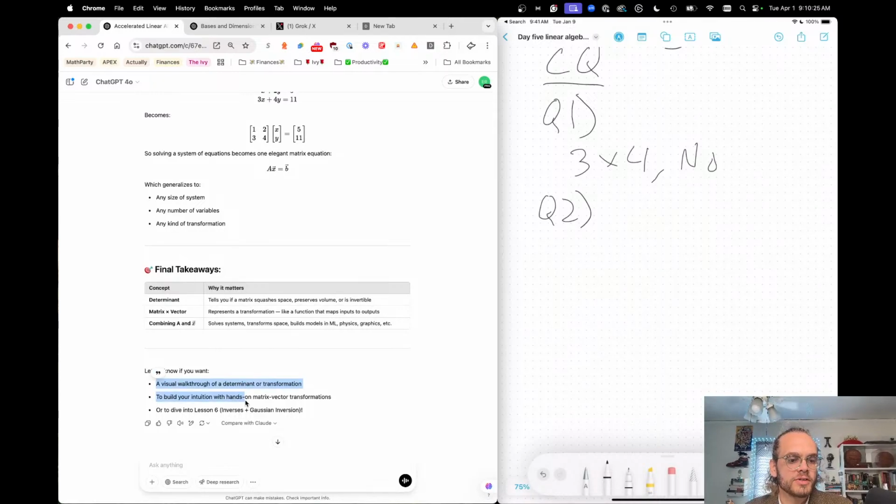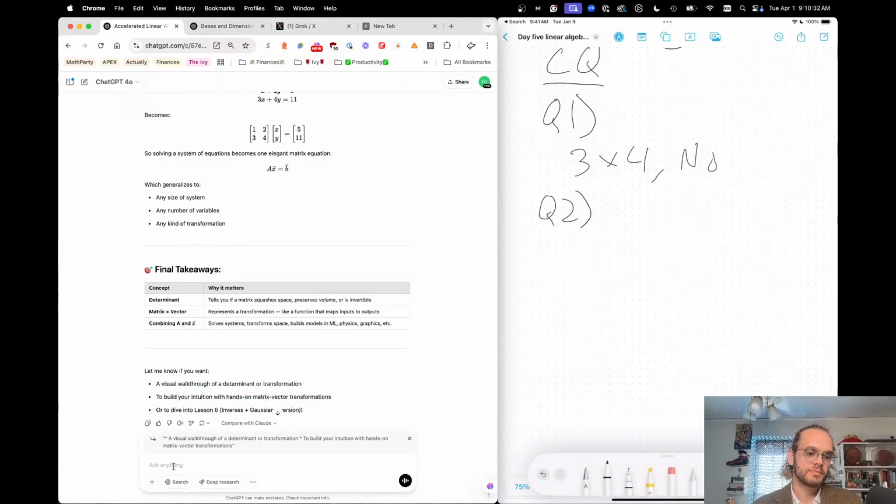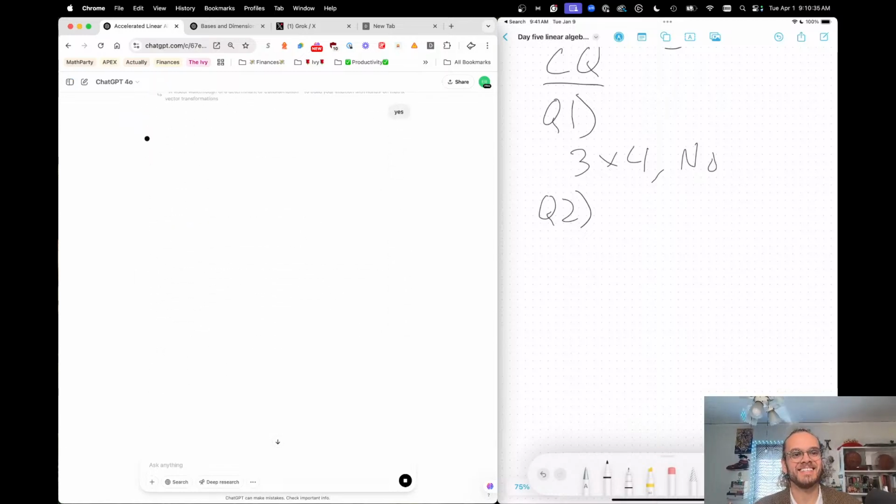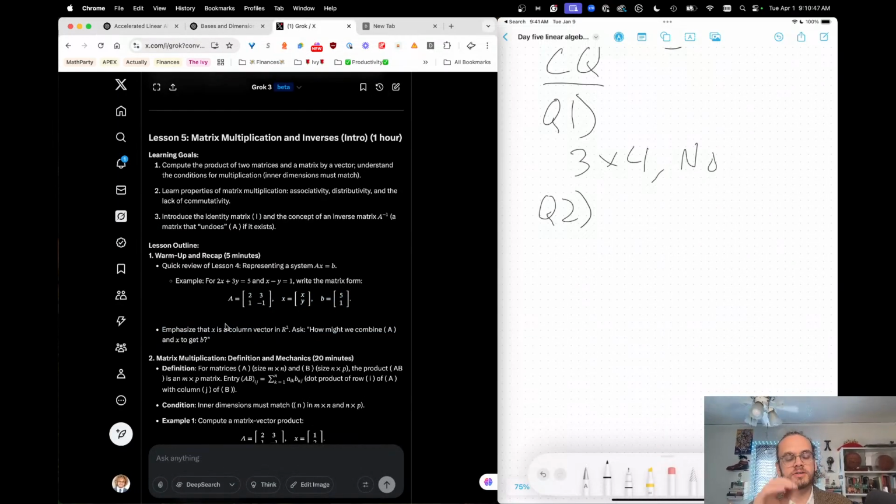A visual walkthrough of a determinant or transformation to build your intuition with hands-on. Yeah, I'm going to ask for both of these. Yes. And you'll notice Grok was nice. I'm going to actually do that 1 3x3 Grok problem while this is loading, but it's sort of also the 80-20 rule with these AI models. I get 80% of what I'm trying to learn from one of them, and by trying to find the right model to get everything perfect, I'm putting in more effort than is worth it.